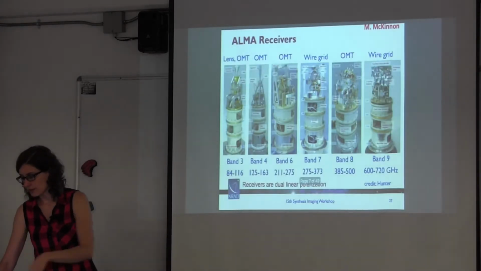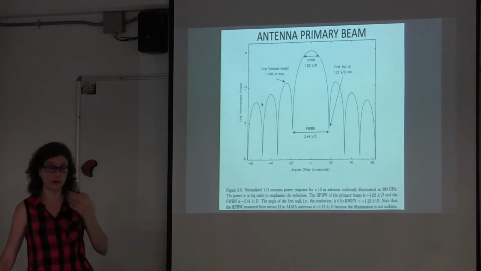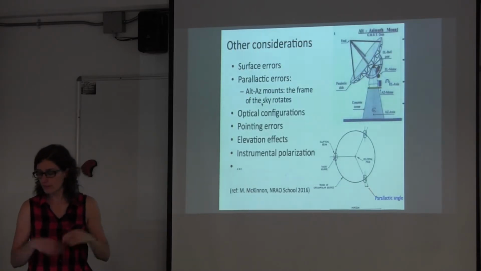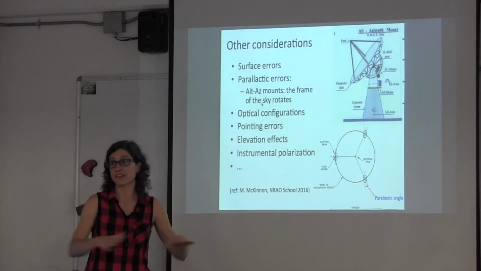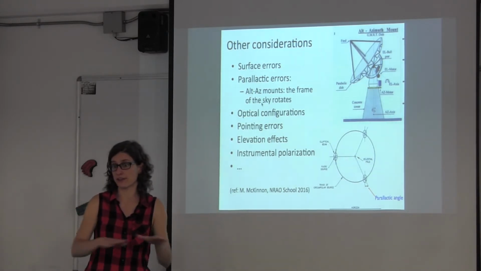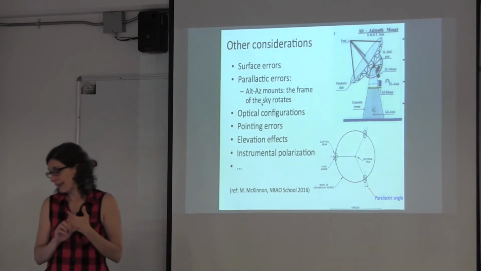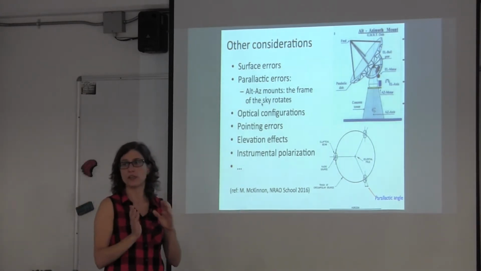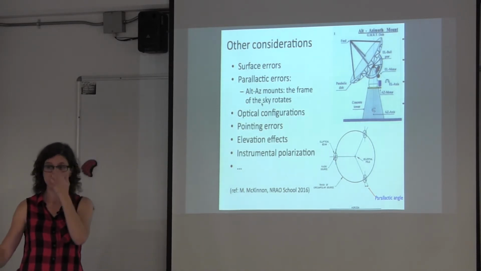So I have shown you here one of the things that we need to correct when we are thinking about the antennas, but there are many other considerations that we need to take. It's not so easy. The antennas have surface errors. They need to correct for any surface differences that there are in the antenna. There are also, for instance, parallactic errors. Depending on the mount of the antenna, you might have azimuth mounts like the ALMA antennas.